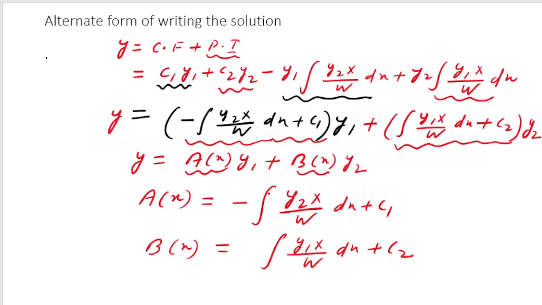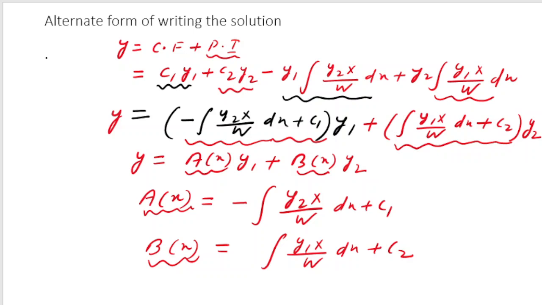So this is also a way to write the general solution, and sometimes, especially in multiple choice questions, they may ask you what A(x) and B(x) are if the general solution is written like this. In that case you don't have to calculate the whole PI, you just remember this result. It is not a different result, it is actually an alternate way of writing the general solution.